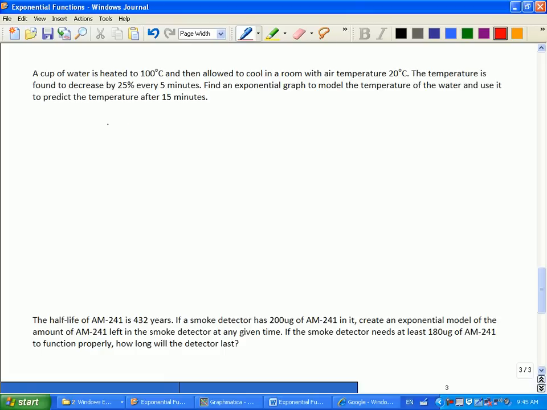But anyways, here's a model we could use then. If we lose 25%, that means 75% remains after 5 minutes.